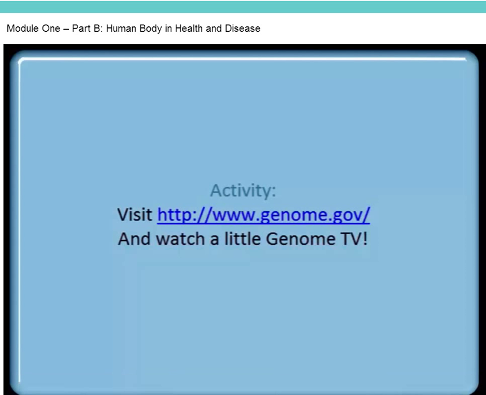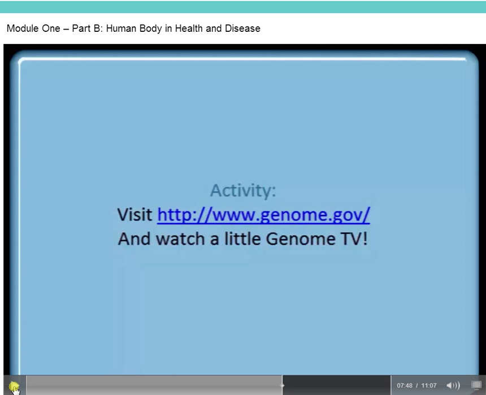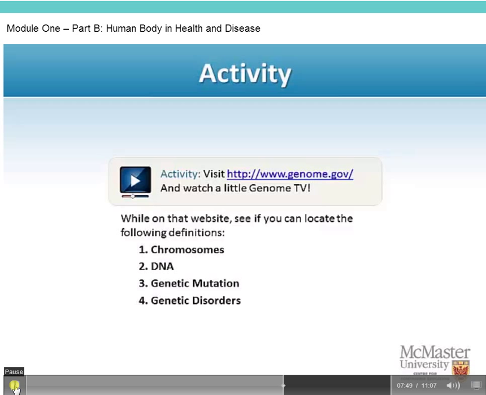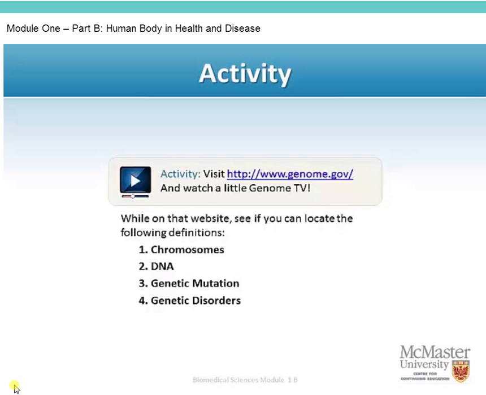While on that website, see if you can locate the following definitions: chromosomes, DNA, genetic mutation, and genetic disorders.